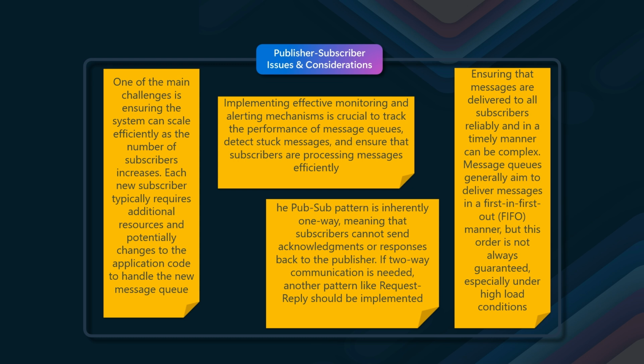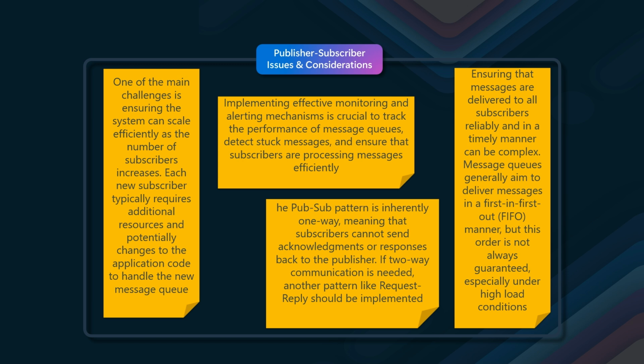Monitoring and alerts. Implementing effective monitoring and alerting mechanisms is crucial to track the performance of message queues, detect stuck messages, and ensure that subscribers are processing messages efficiently. Security. Ensuring that the messages are encrypted and only authorized subscribers can access them is essential. This means implementing robust authentication and authorization mechanisms. Deciding how to handle subscriptions is important. You need to determine whether subscribers can subscribe and unsubscribe at their own pace or an approval mechanism is required.